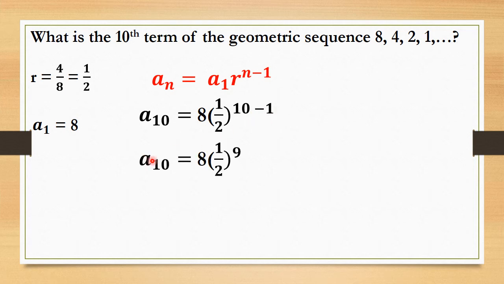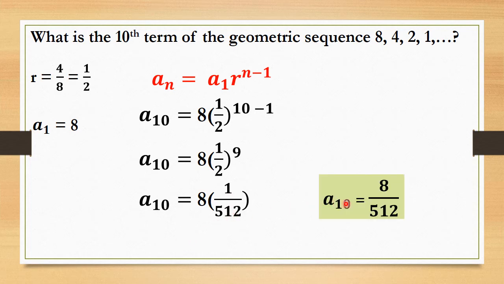Then, a sub 10 is equal to copy 8 times 1 half, then 10 minus 1, and that is 9. Next, 1 half raised to 9. So, a sub 10 is equal to 8, then multiply 1 nine times, that is still positive 1. Then multiply 2 nine times, we have 512. Then, the 10th term is the product of 8 and 1 over 512. So, 8 times 1, we have 8, times 512, we have 512. So, our 10th term is 8 over 512.